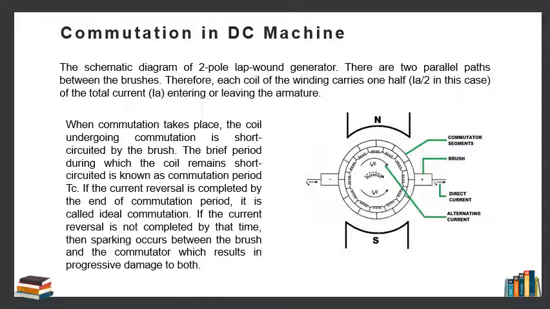If the current reversal is not completed by that time, then sparking occurs between the brush and the commutator, which results in progressive damage to both.